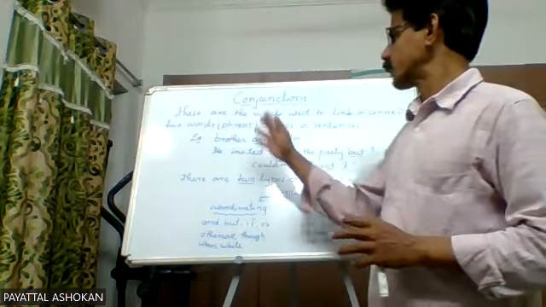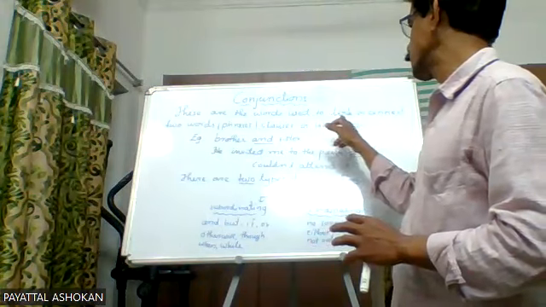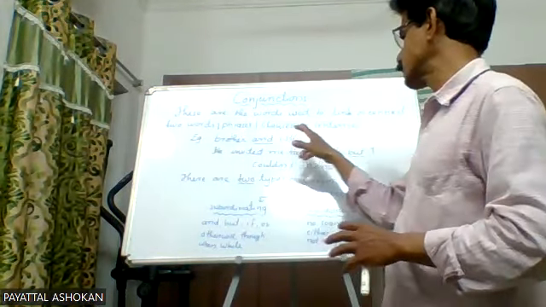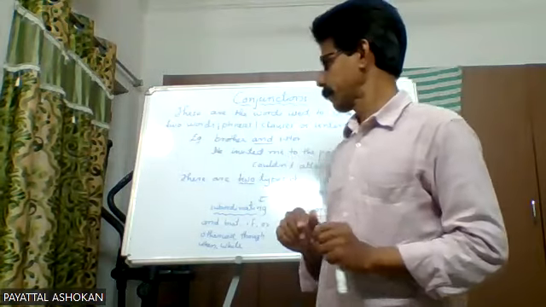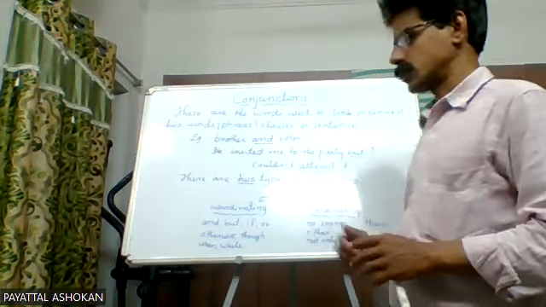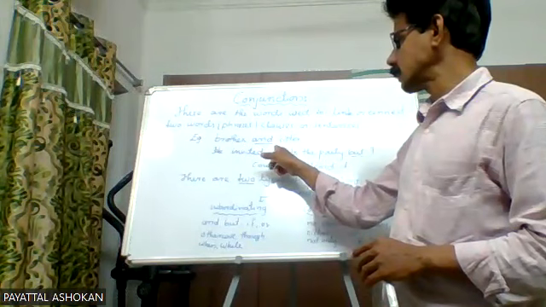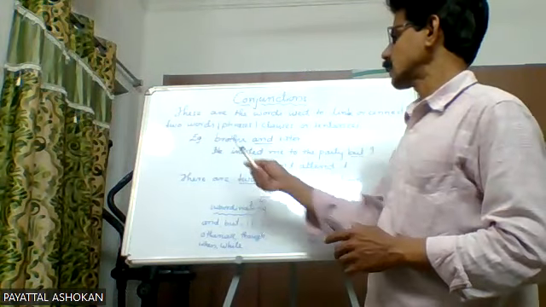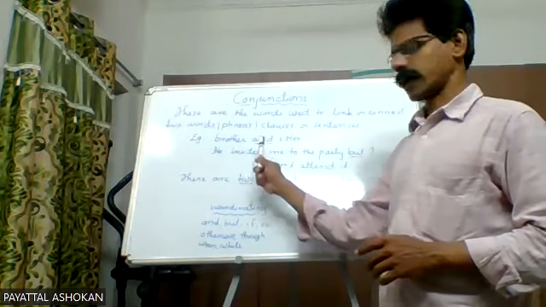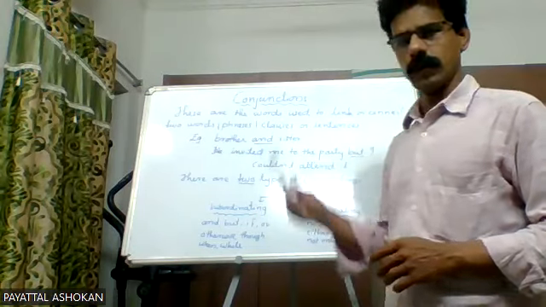So let us see first, what do conjunctions mean? These are the words used to link or connect words, phrases, clauses, or sentences. Example, we can say brother and sister. Here, in brother and sister, and is a conjunction. Brother is a noun and sister is also a noun. Brother and sister both are connected by and. So, and is a joining word.